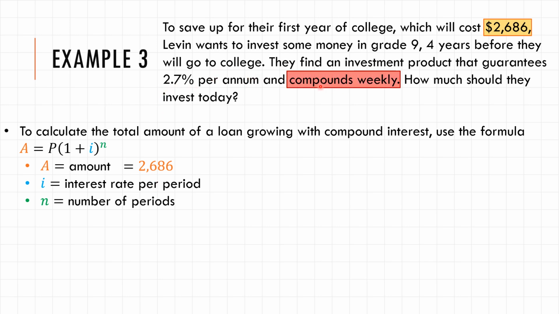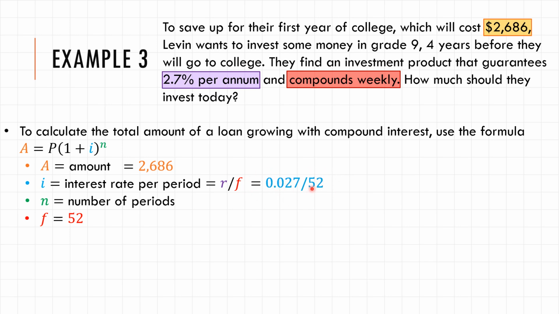So we have to divide that by the frequency. And how many weeks are there in a year? 52. So we'll take 0.027 and divide it by 52. Now this does not give us a nice easy number, so I'm not going to round that number. I'm going to leave it as this expression. This is the interest rate per period.